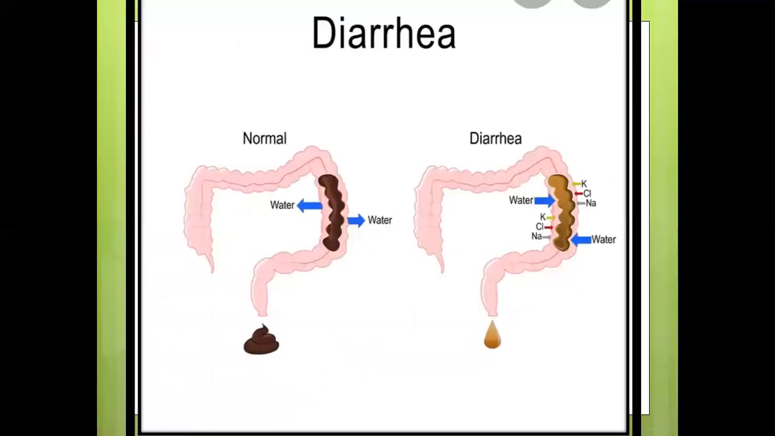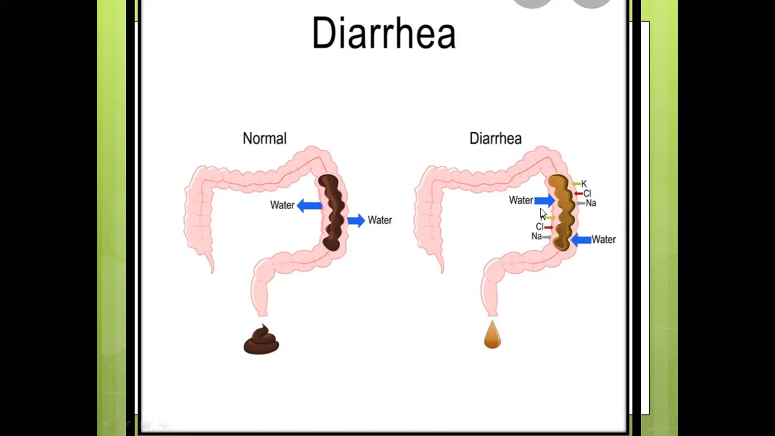Dear students, in this image you can see a normal large intestine and a diarrheal patient's large intestine. In a normal person, what happens? The water is absorbed by the large intestine, and then the undigested food is converted into feces, and the feces which is excreted is in solid form. But in diarrheal condition, what happens? The undigested food is still in liquid form, semi-liquid form.